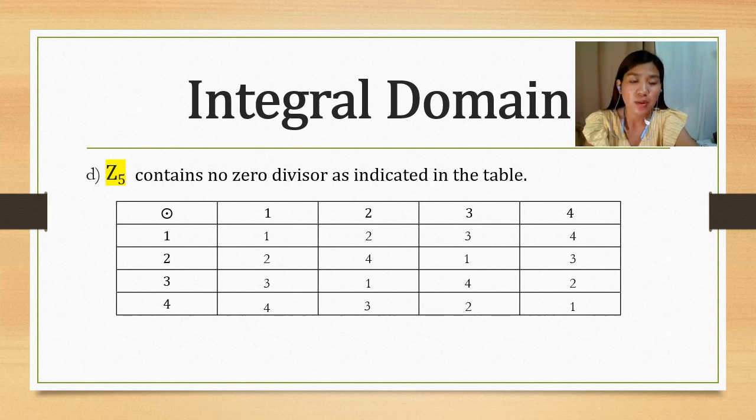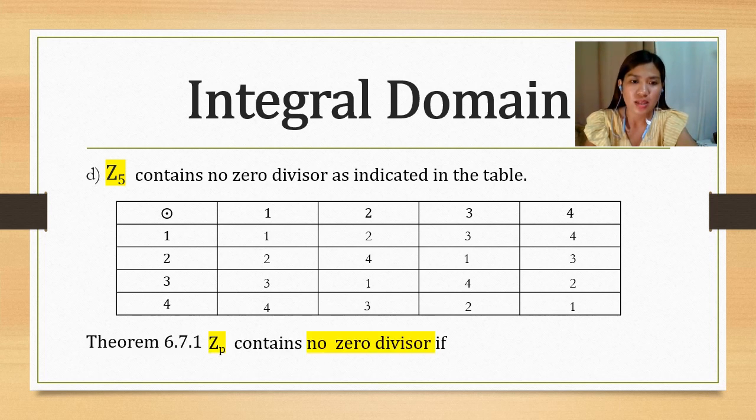Thus, based on the table, Z sub 5 contains no zero divisor. So theorem 6.7.1 says that Z sub p, or the ring that contains the integers modulo p, for which p is a prime number, contains no zero divisor if p is prime.